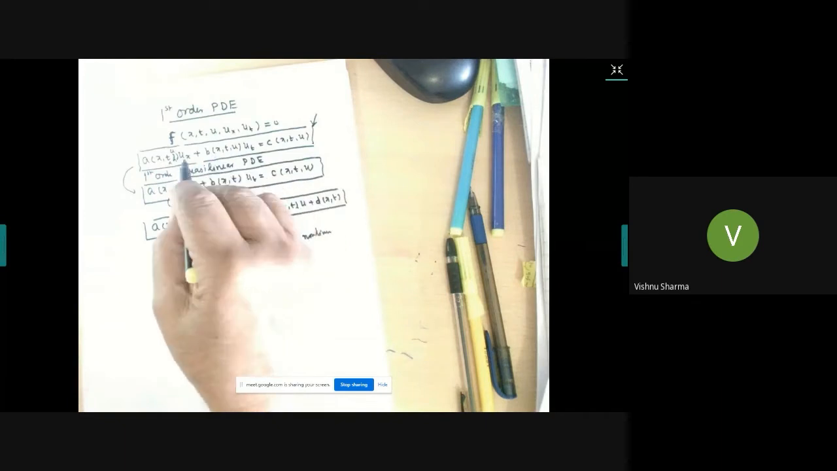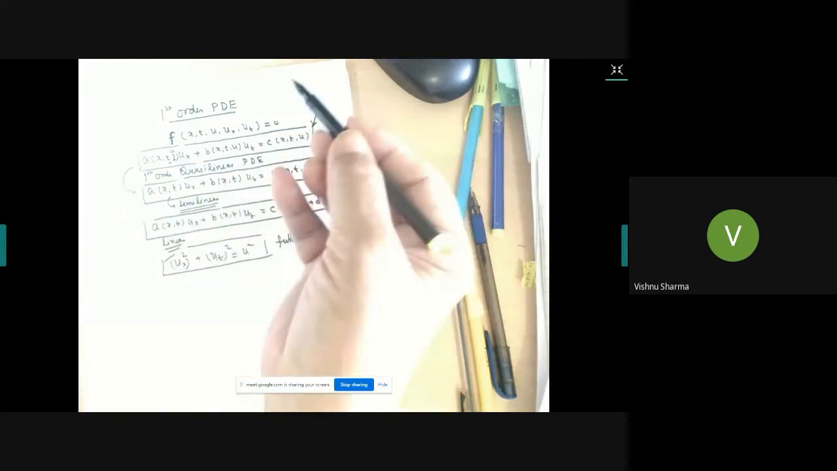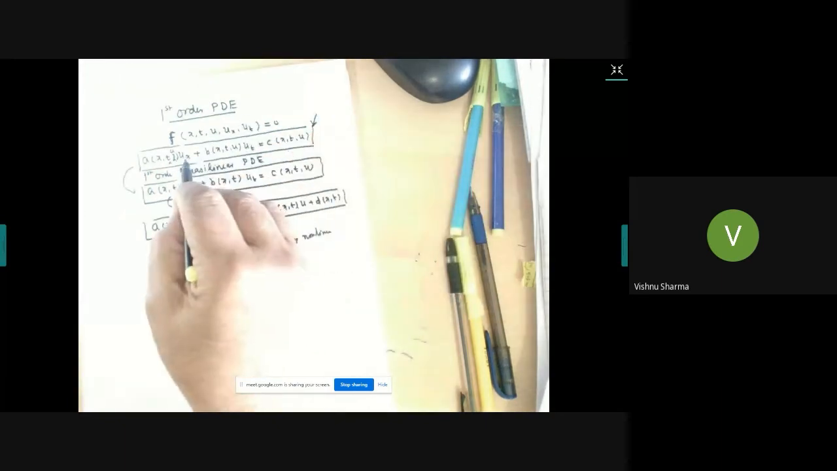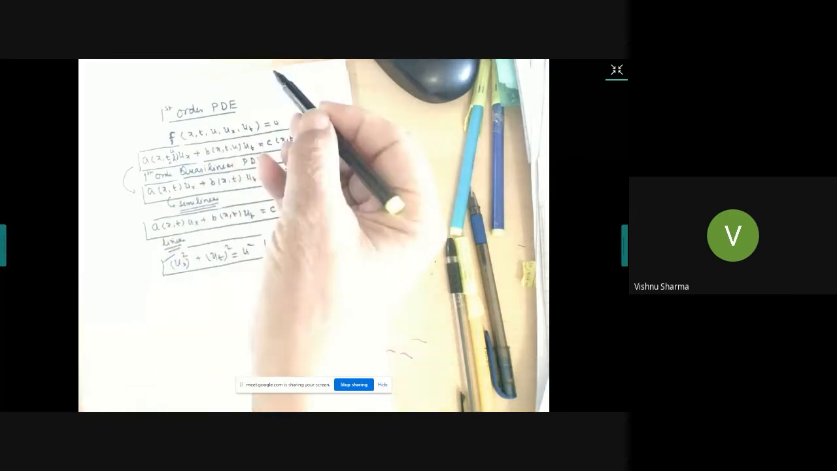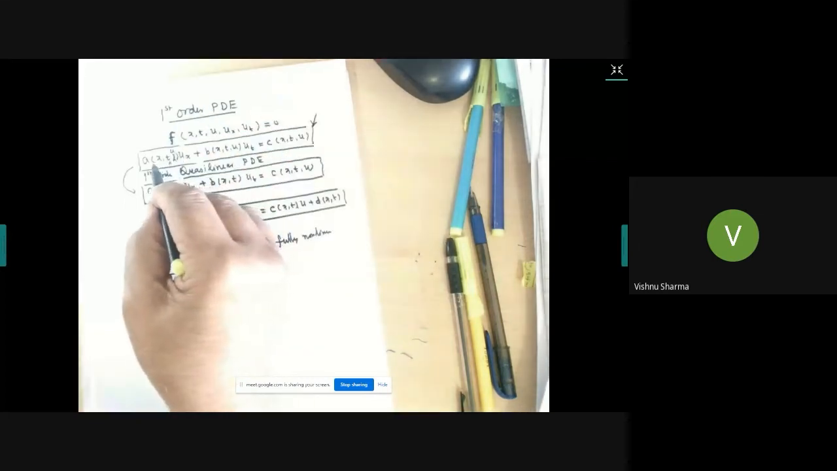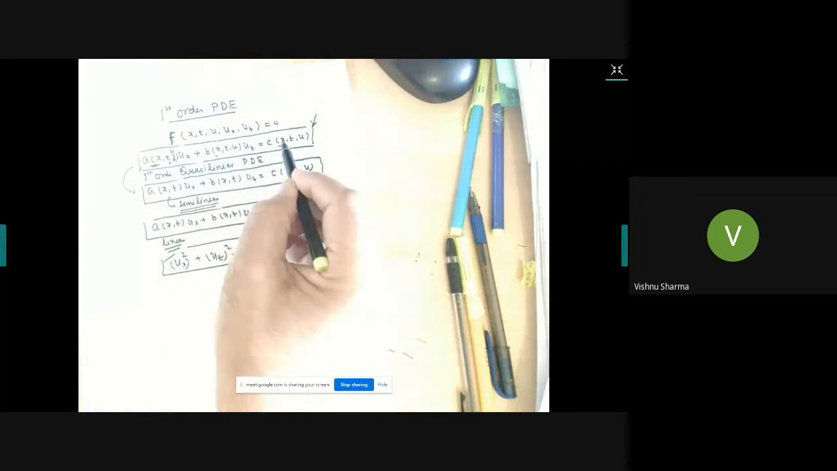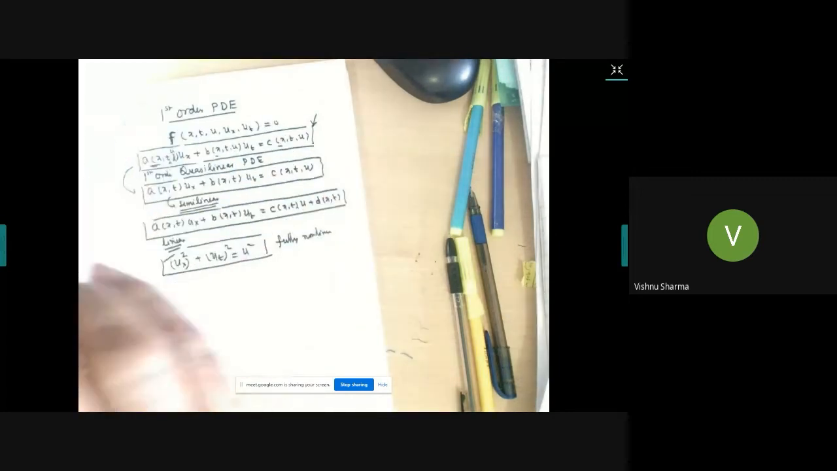When I write like this, it is sort of a model. When I write like this, u_x and u_t, they are of class C1, and I will take that these coefficient functions a, b, c, here I will assume that they are also of class C1.